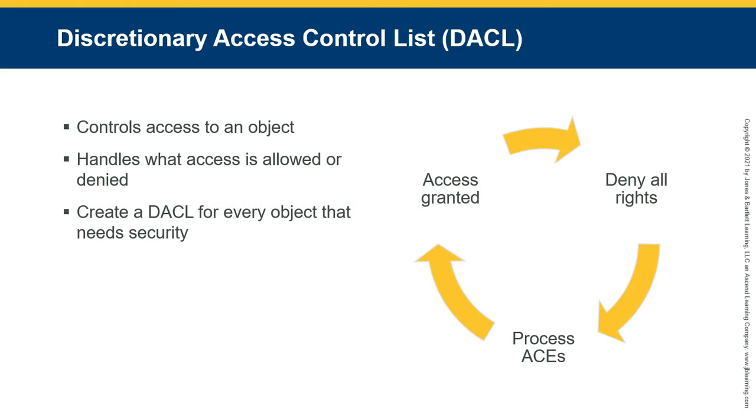Discretionary access control list. Controls access to an object and handles what access is allowed or denied. Create a DACL entry for every object that needs security. Access is granted, denied, or all rights. Process ACEs.